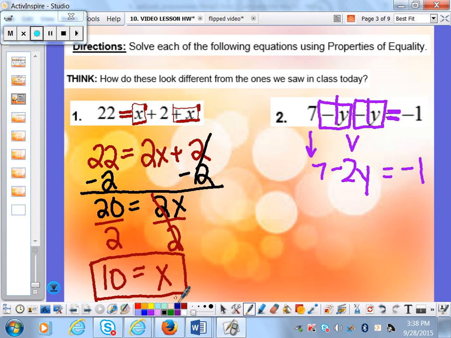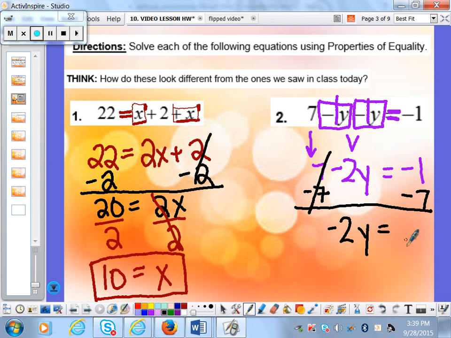Let's continue using the steps that we used in class today. The 7 here is least connected to the y, or it's furthest away. I will subtract it, so that way it gets eliminated. 7 minus 7 is 0. I must do it to both sides, and bring down all of my terms and rewrite my new equation. Be careful here. Make sure you bring down this negative sign, since it is connected to the negative 2y. Negative 1 minus 7, or you can think of this as negative 1 plus negative 7, is a negative 8.